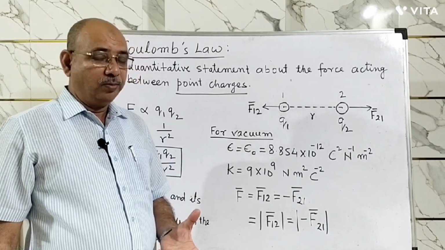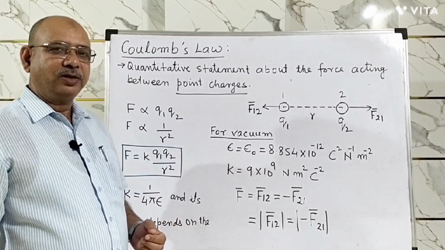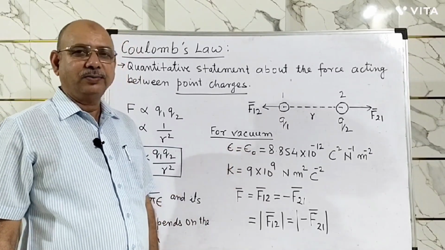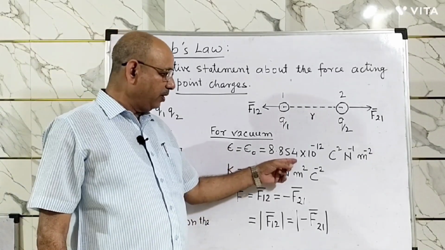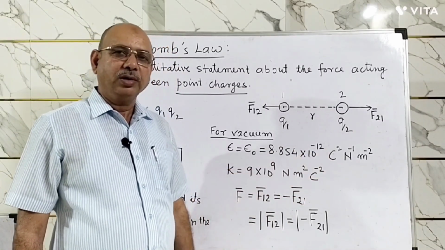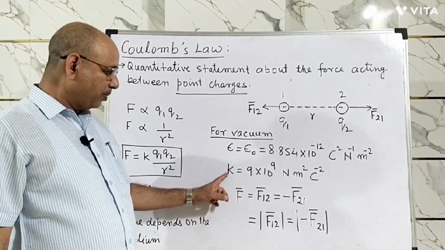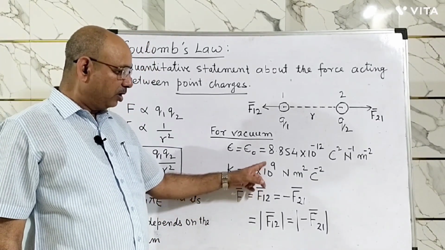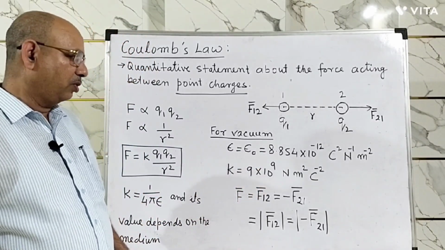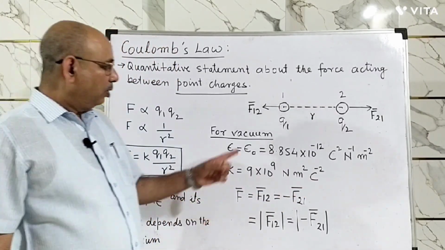If we consider free space or vacuum between the two charges, then permittivity epsilon is equal to epsilon naught, and its value is 8.854 into 10 to the power minus 12 Coulomb square per Newton meter square, and the value of K is equal to 9 into 10 raised to 9 Newton meter square per Coulomb square.